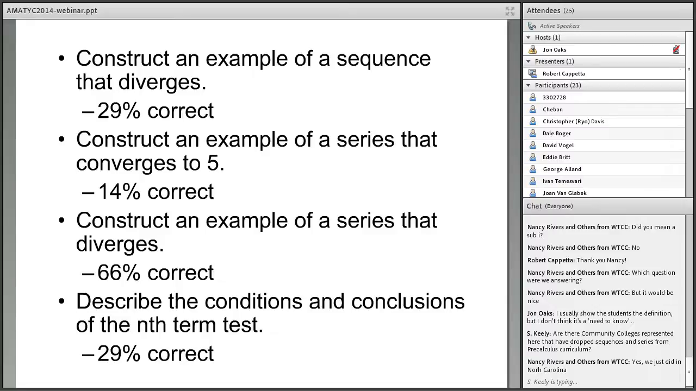I'm looking at the chat, and I find it fascinating that sequences and series have been dropped from pre-calculus curricula. If that's going to start happening to a large degree, I think we need to rethink how we teach this in Calculus 2 to make sure that the students have some familiarity with these concepts before we throw them the much more complicated notions that come up in calculus.